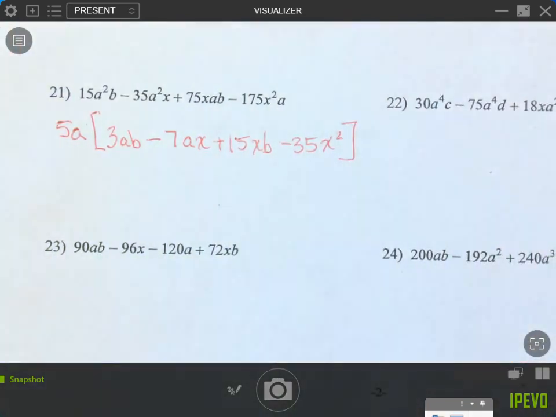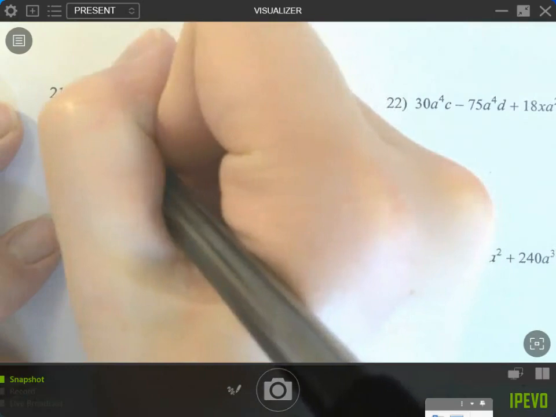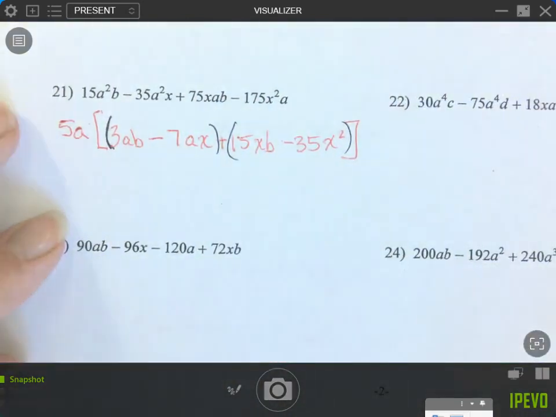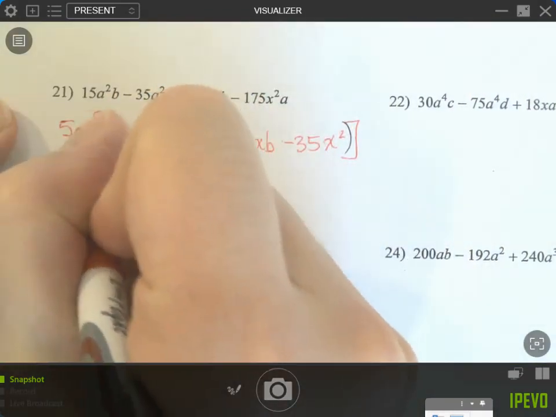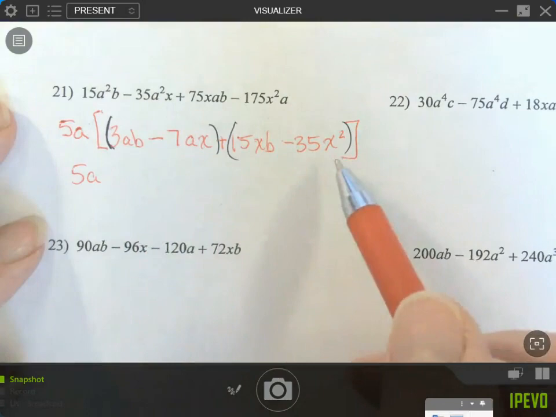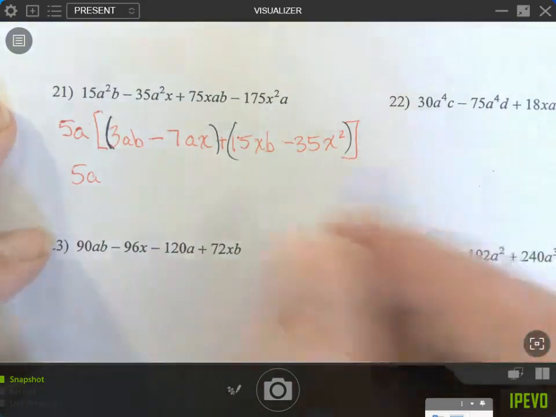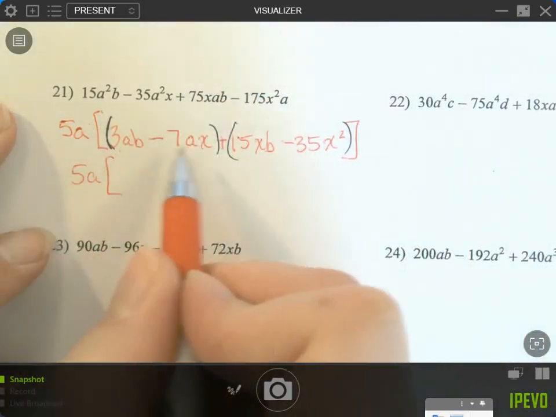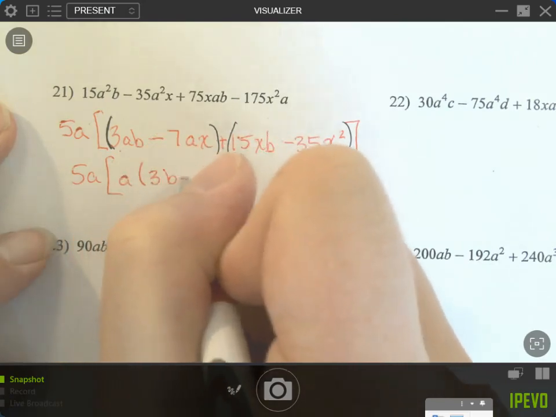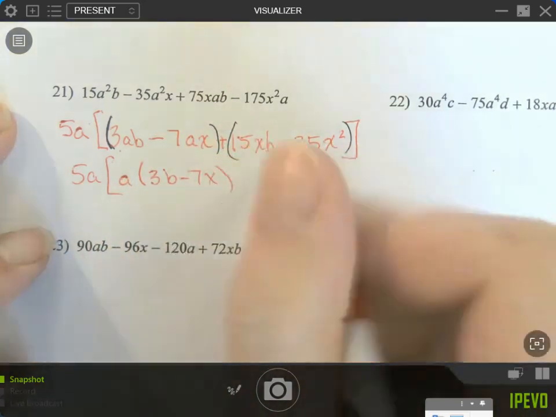All right, this is where I like to put those brackets because I think it helps differentiate. Because now that I've got these 4 terms, I'm going to come in with my parentheses. Plus sign in the middle. All right, here we go. I got my 5A. So this is like a 3-step problem: GCF, grouping, and then the last step to clean it up. These don't have a number, but they do have an A in common. So I'm left with 3B minus 7X.